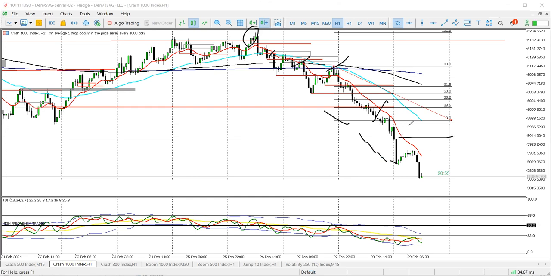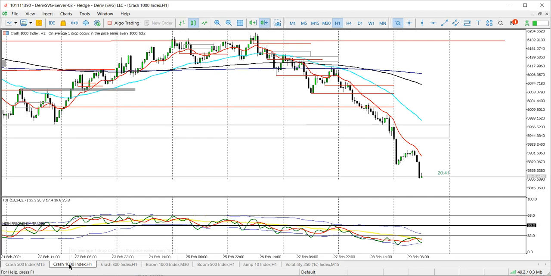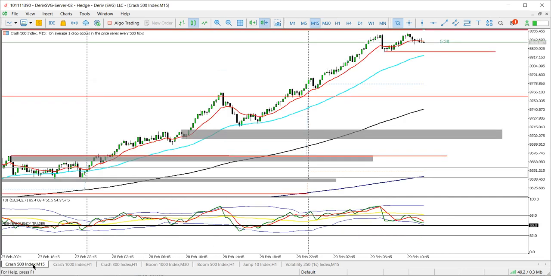Maybe we might retrace to this zone, but I'll only trade it most probably tomorrow. For today, I feel like this price has dropped for quite some time, so they could potentially retrace as well. So on C1000, I do not have anything solid.